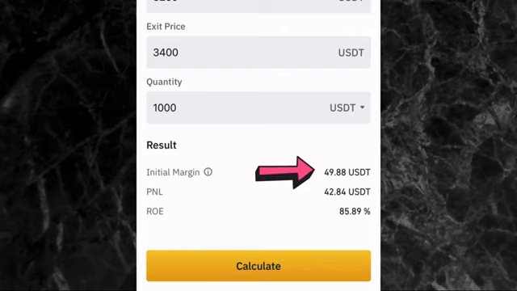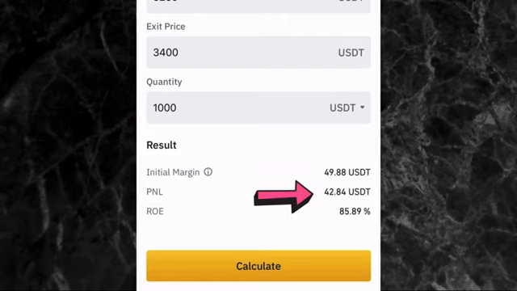So you can see right here, initial margin is $49. So it means that I need $49 out of my own money, and I'm going to be able to enter this trade with $1,000. So you can see the power of leverage. With just $49, I can enter this $1,000 trade. And that's because I picked 20x leverage. And the profit and loss I can see is 42 USDT. So I'm going to be making 42 USDT and the ROE is 85%.